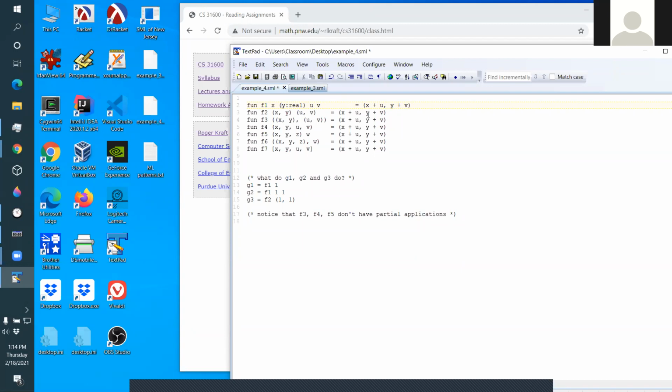Well, no. See, you're misreading. You're thinking, what is the type of function F1 now? What does function F1 take in? What does ML conclude about it? What must it take in? Do they all have to be reals? No. Go through the logic.